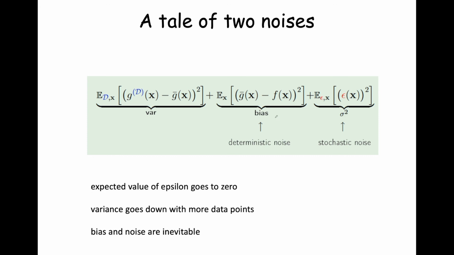Now this bias, that's what our deterministic noise is. It's the difference between the best capability of your hypothesis set, your g bar, and this target function. How much can it keep up? So that's exactly what deterministic noise is. And then we also have our stochastic noise term. And so in expectation, epsilon goes to 0. The variance goes down as we increase the number of data points in sample. And bias and noise are inevitable. You can't really change that.